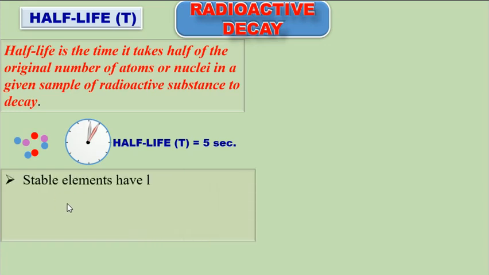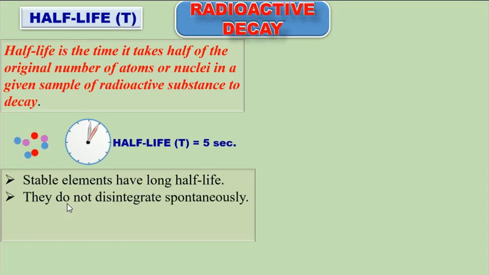So now, stable elements have long life. What do you mean by stable element? The elements that exist naturally in nature, like oxygen, chlorine, helium, iron, magnesium, gold, lead. Name as many elements as you can remember. All of them are stable because they have very long half-life, sometimes in billions and millions of years. Therefore, they are usually stable.